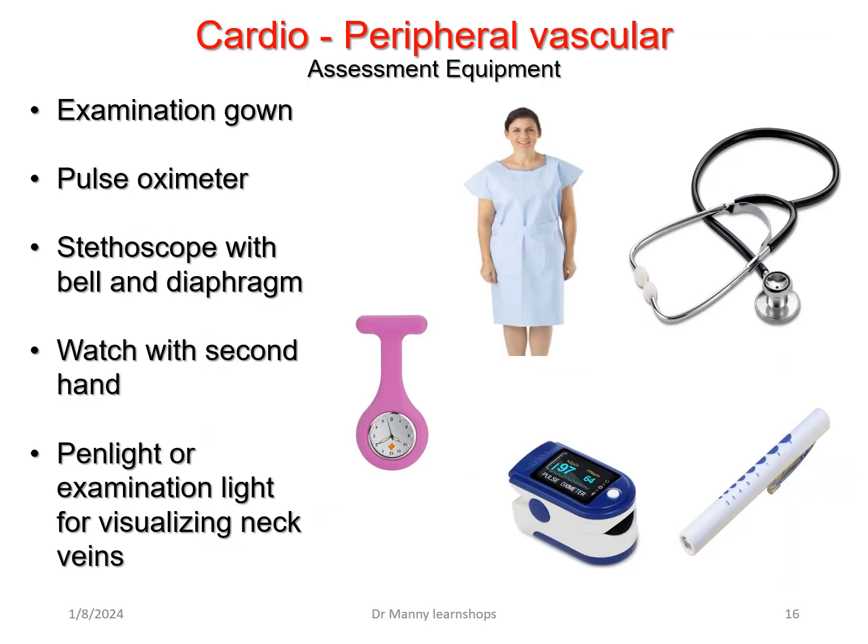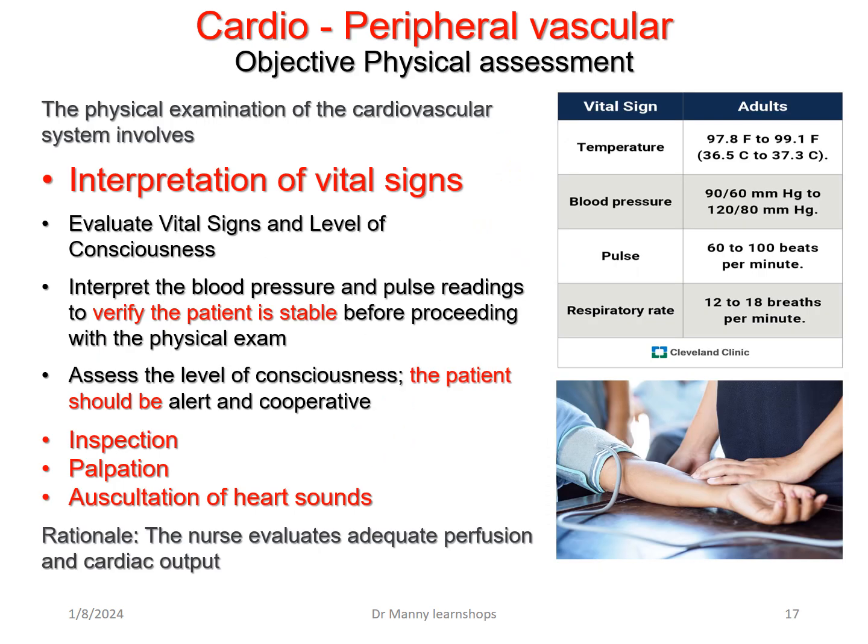Now, the equipment that we would use when assessing the cardiovascular system would typically be a pulse oximeter, a stethoscope, a watch, a pen light, if required, to look at the neck veins. Now, when we do the objective physical assessment, the important thing is to remember your vital signs. And the vital signs are typically temperature, pulse, respirations, blood pressure, pulse oximetry with the SpO2, and the assessment of pain. And I would like to include the level of consciousness.